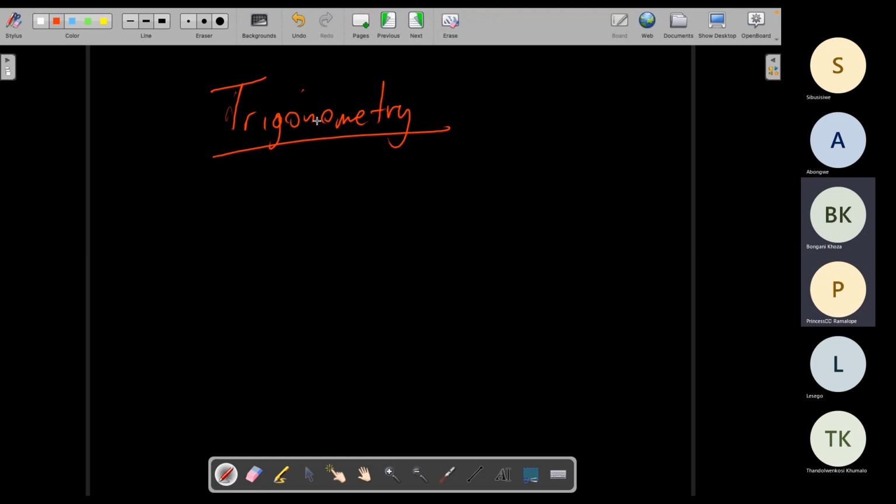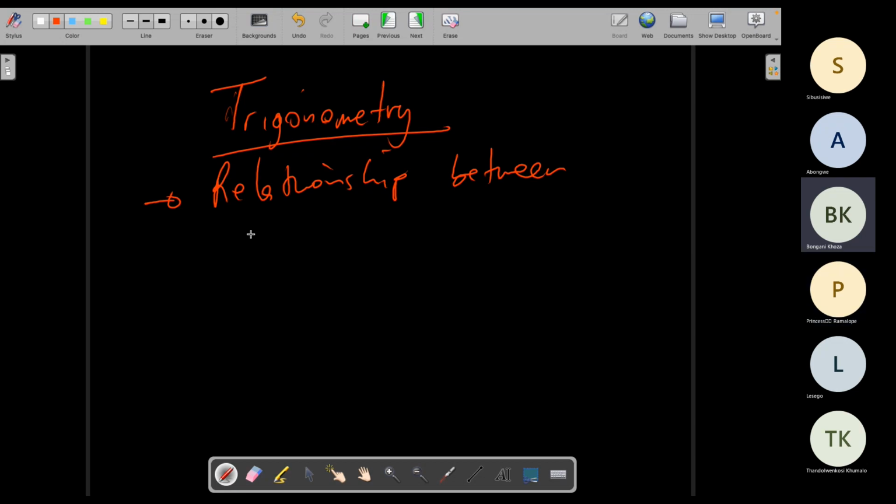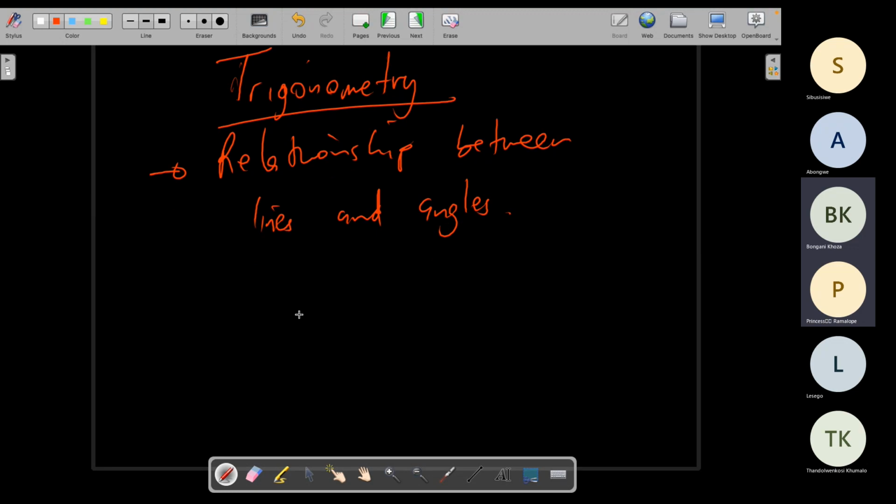All right. So trigonometry. This was your first time looking at trig. So in trigonometry, we are looking at the relationship between lines and angles. So that's what we are looking at. The relationships between those lines and angles, we end up looking at what we call our trig ratios.